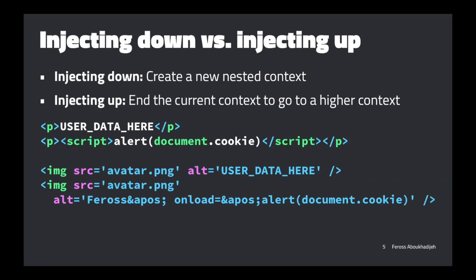And then in this example here, we were putting user data into an attribute, and the attack was to, oh, I guess I copied the wrong thing here. This is actually properly escaped. So this isn't the actual attack in this situation. But say that we were able to escape out of this. This would be injecting up, right? So ending the context of being in an attribute and now being out, able to create our own attributes, right?